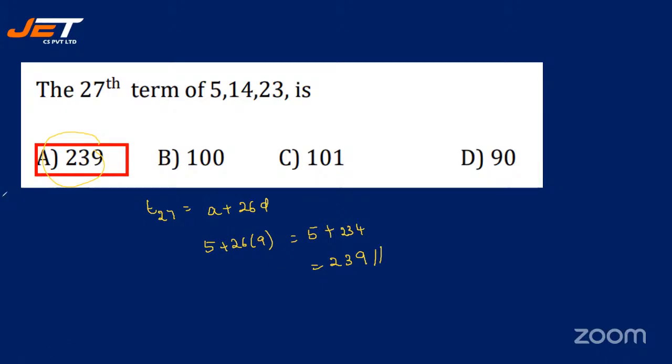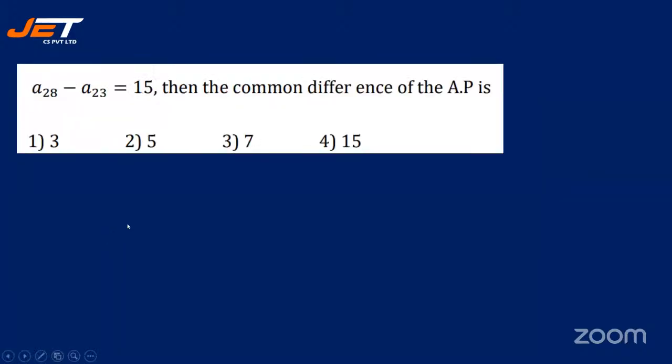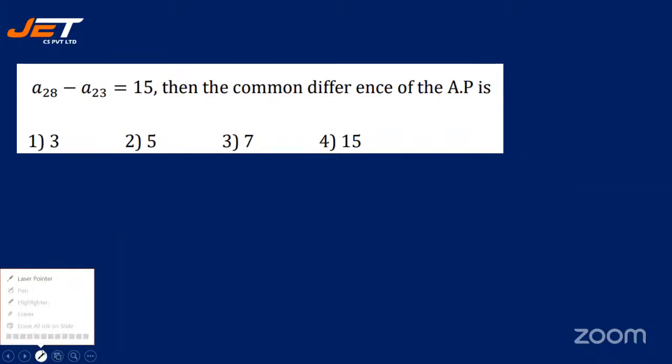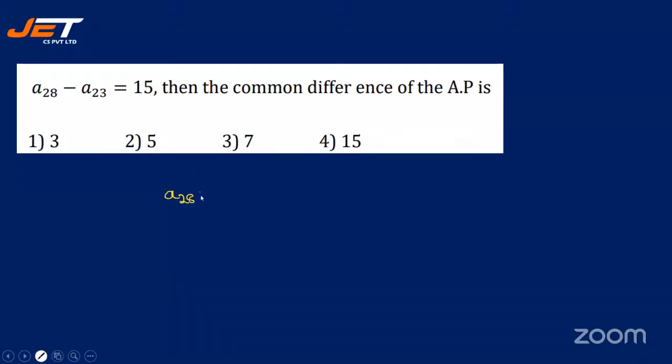Let us erase and then go. Oh, yes. All right. See the next question. A28 minus A23 is equal to 15. Then the common difference of the AP is dash. Looks pretty interesting, no? Let's do this sum. So what is A28? A plus n minus 1, that is 28 minus 1, is 27D.